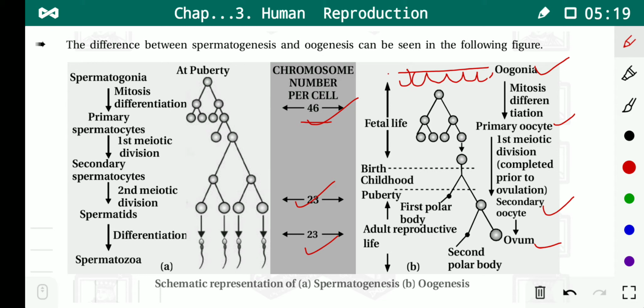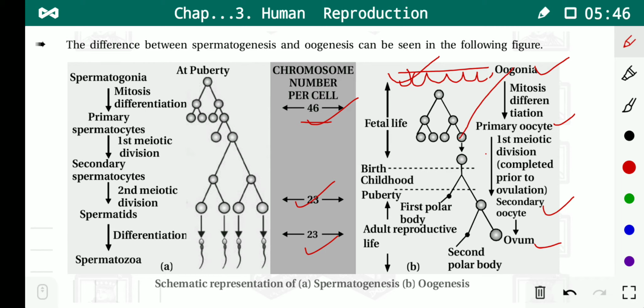Here first is the germinal epithelium. These germinal epithelium cells take part in oogenesis. One cell, as a result of mitosis division, divides again and again and produces a large number of cells, and these cells are called oogonia. You can see here, these cells are the oogonia.